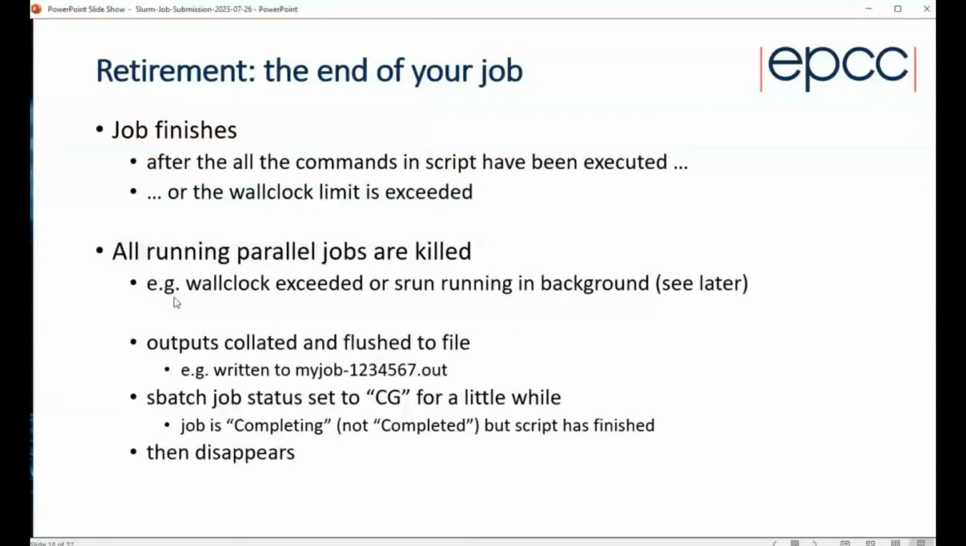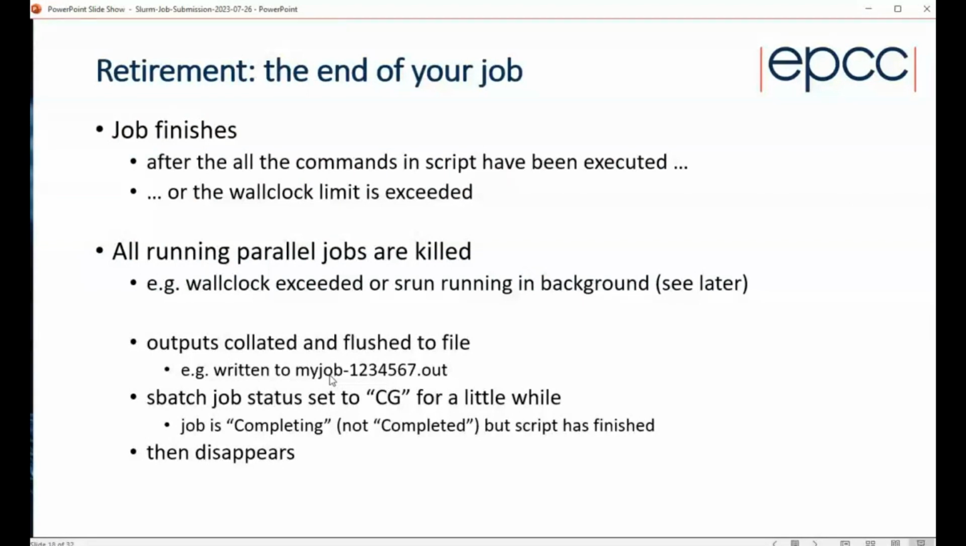All running parallel jobs are killed. So if your wall clock is exceeded, when Slurm decides to kill your job, there's still thousands of MPI processes running. It will kill all of that. Or, as we'll see, you may have launched srun in the background and it will kill those as well. But basically, Slurm tidies up everything. The outputs are all collated and flushed to file, and they're written to a log. Now, by default, Slurm does append the job number, so that's quite nice. The log file has a record of your job number.